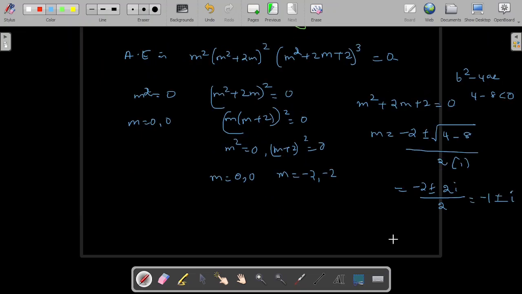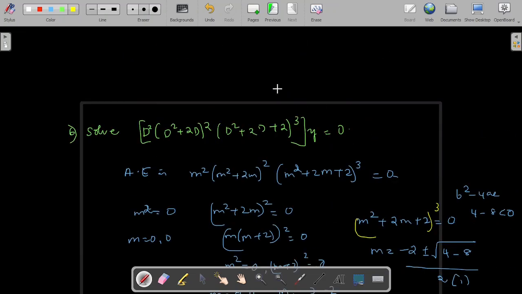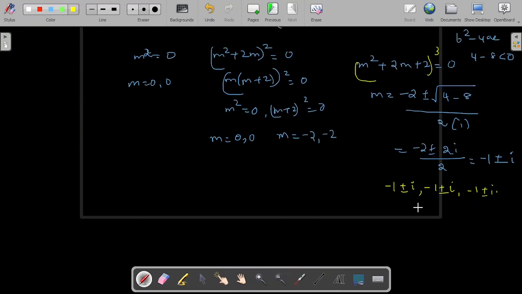So these are the roots now, and it is a whole cube here, whole cube equal to 0. That means this root is repeated 3 times: minus 1 plus or minus i, minus 1 plus or minus i, minus 1 plus or minus i. So totally how many roots now? 2 plus 2, 4, 5, 6, and here it is 3 times repeated. So 12 roots you have. See, here the degree is also 12. 3 2s are 6, then 2 2s are 4, 10, and 2. Total 12 roots you have.